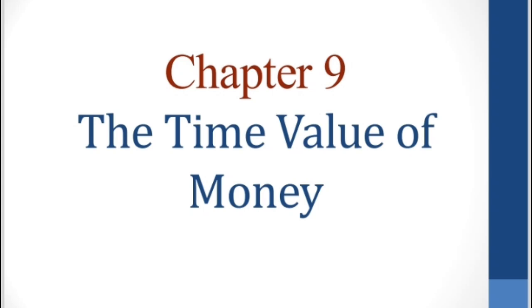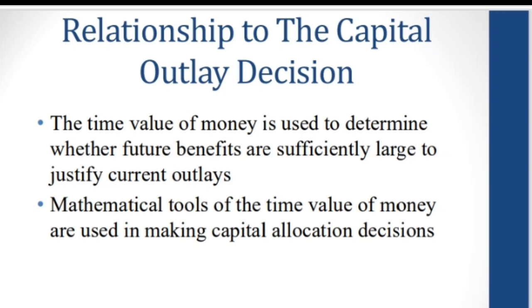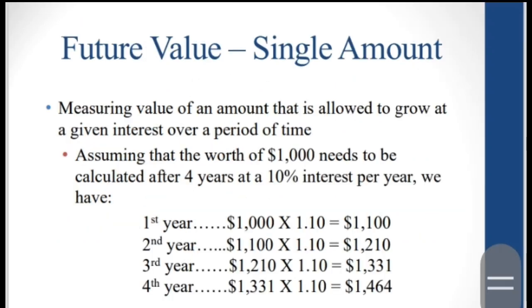Chapter 9, The Time Value of Money. Relationship to the capital outlay decision. The time value of money is used to determine whether the future benefits are sufficiently large to justify current outlays. Mathematical tools of the time value are used in making capital allocation decisions.